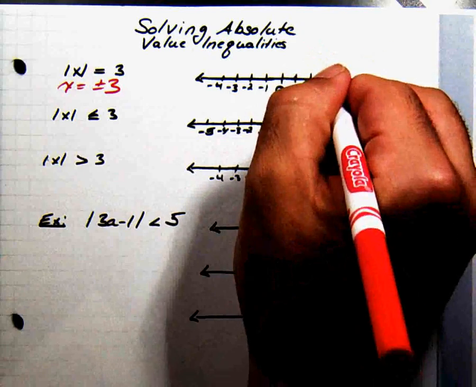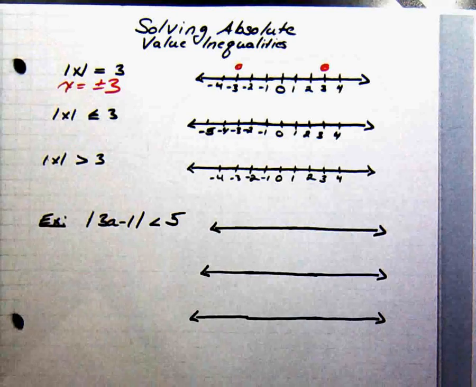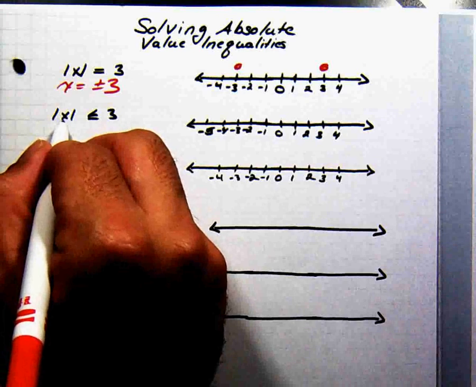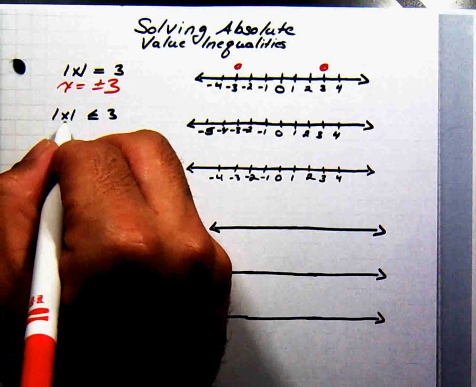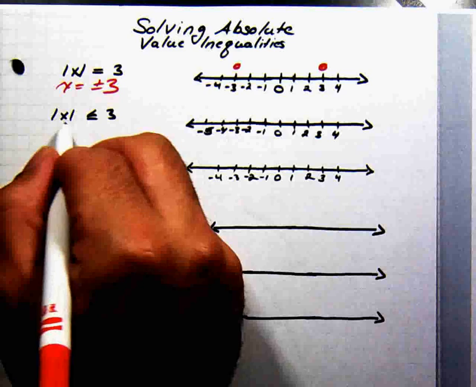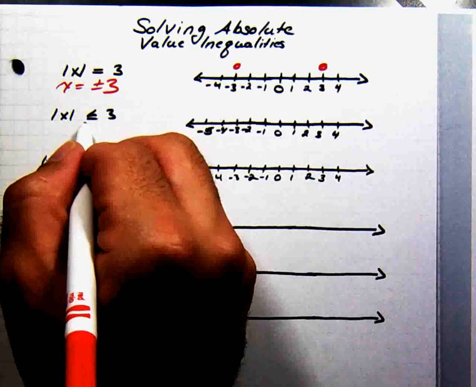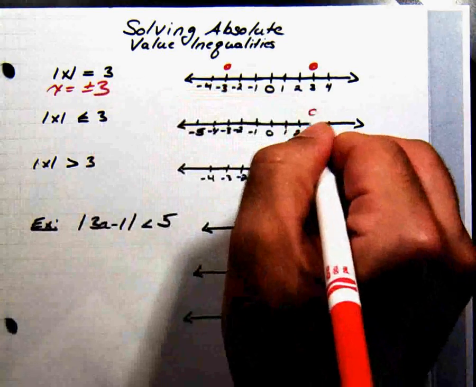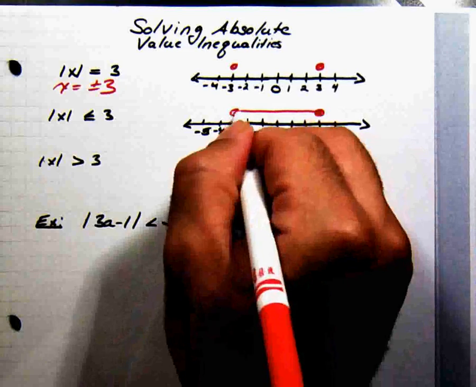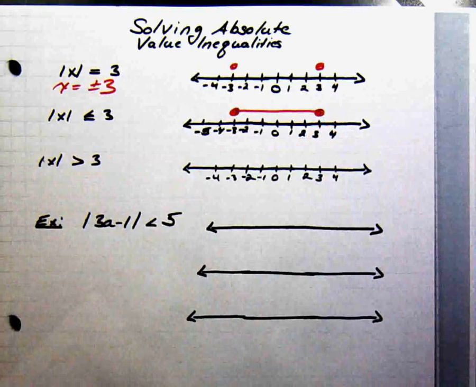So if you want to look at that on a graph, it looks something like that. Now if we want to think about it as an inequality, this no longer says a number whose distance is 3. This is a set of numbers whose distances from 0 are less than or equal to 3. So on a graph, it's all the numbers in between negative 3 and 3 inclusive, a closed interval.